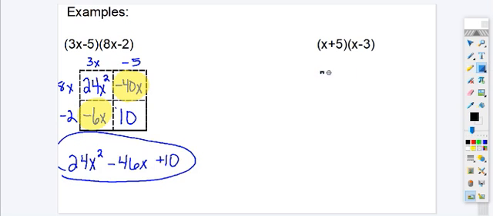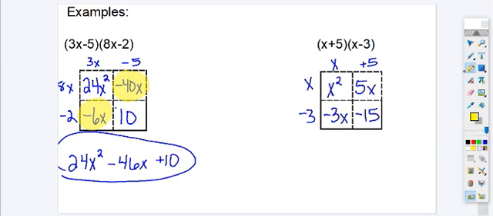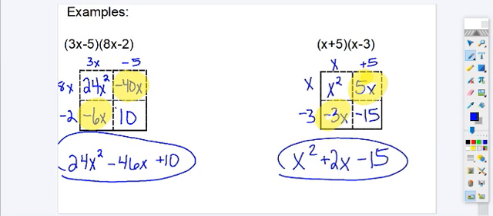And then the next one, same deal, a 2 by 2, because there's 2 terms in the first and 2 terms in the second. And you would have done x plus 5 and x minus 3. x times x is x squared. 5 times x is 5x. x times negative 3 is negative 3x. 5 times negative 3 was negative 15. Again, the 5x and the negative 3x go together. So we end up with x squared, 5 plus negative 3 is positive 2x, and negative 15. So that's how we use a box to do binomials times binomials.